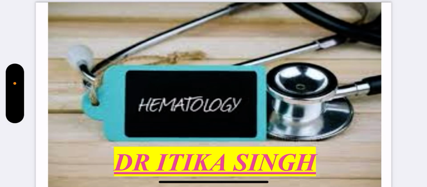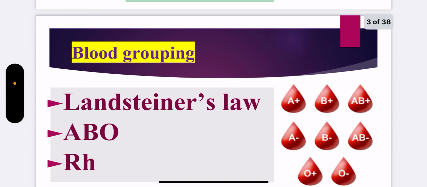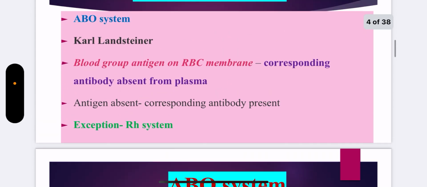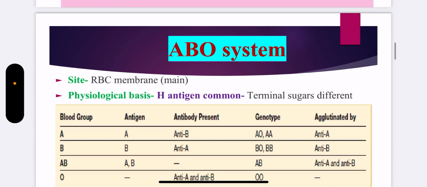We will discuss blood grouping. In blood grouping, we will talk about Landsteiner's law, ABO and Rh blood group system. First of all, Landsteiner's law is only applicable to the ABO system, and it states that when a particular antigen is present over the RBC membrane, the corresponding antibody will be absent from the plasma. We'll discuss it later, and the exception to it is the Rh blood group system.